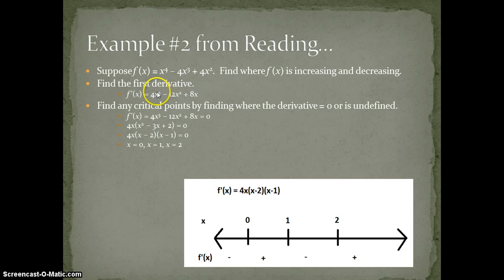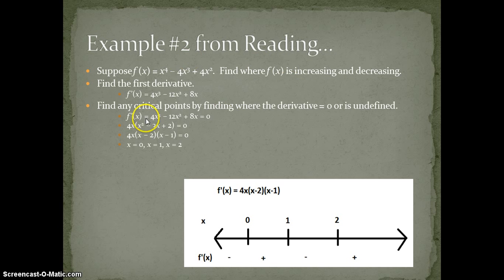Then we need to find any critical points by finding where the derivative is 0 or is undefined. And the reason why we're finding critical points is we want to find where the derivative is positive or where the derivative is negative. Well, at some point, either the derivative has to be equal to 0 or is undefined if the derivative is going to go from negative to positive or from positive to negative. So our critical points are our transition points.